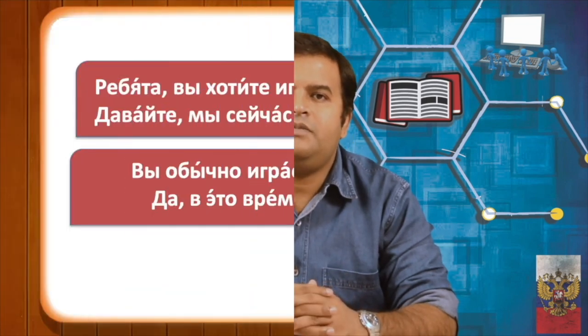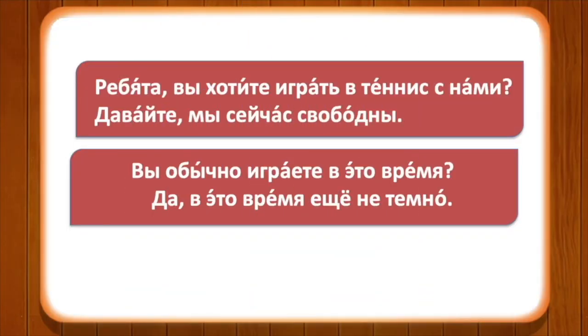Now let's pay attention to the dialogue first. Ребята, вы хотите играть в теннис с нами? Давайте, мы сейчас свободны. Вы обычно играете в это время? Да, в это время еще не темно.